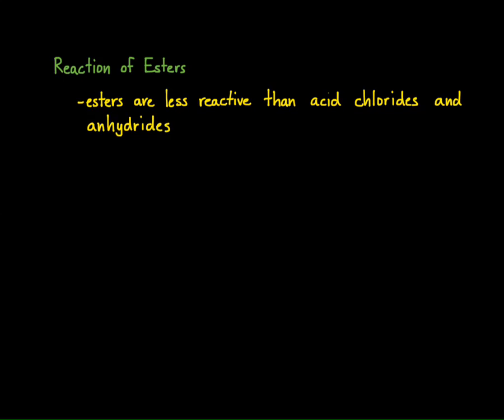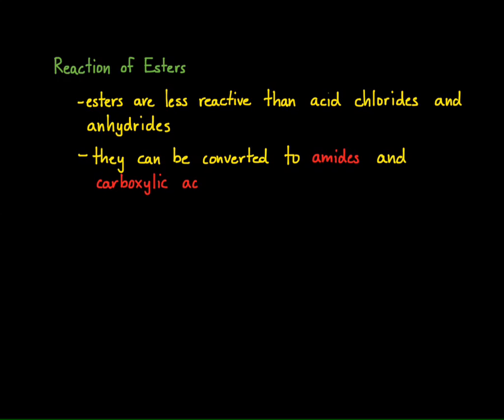And so because of this, they cannot be used. We saw with anhydrides, you can't make acid chlorides because of the reactivity difference. So esters cannot be used to make acid chlorides, and they cannot be used to make anhydrides. However, they still can be used to make amides, and they still can be converted to carboxylic acids.